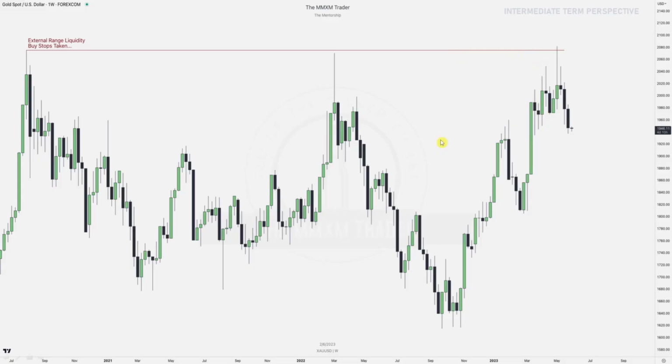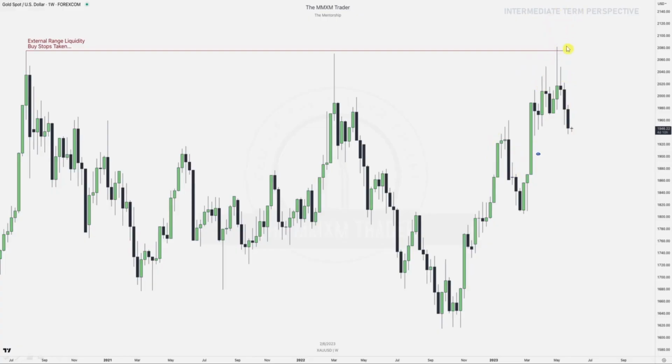So after we take that external range liquidity, those buy stops, right? We can expect what? From external to internal, right? So what would be our next drawn liquidity? If you guessed internal range liquidity, you are right, because we go from external to internal. Now, this is counter trend, right? Because our long-term perspective is bullish.